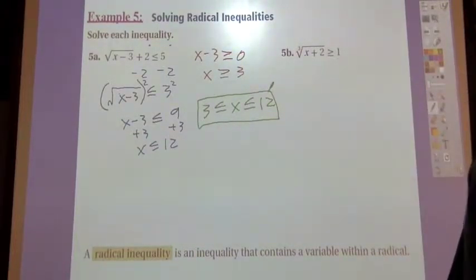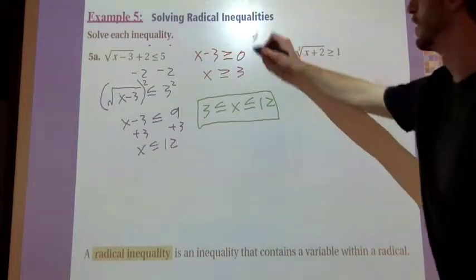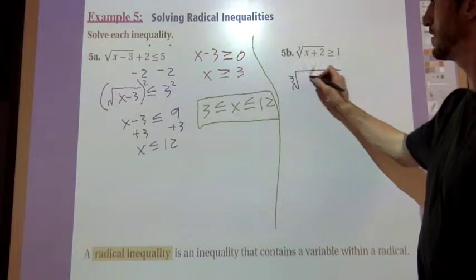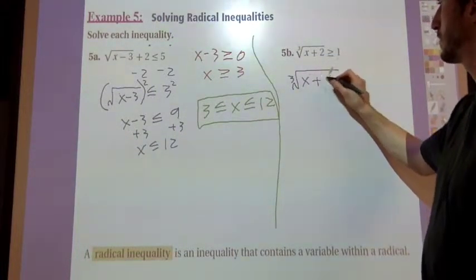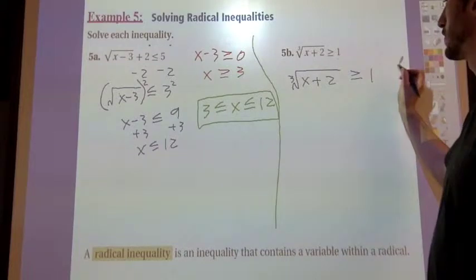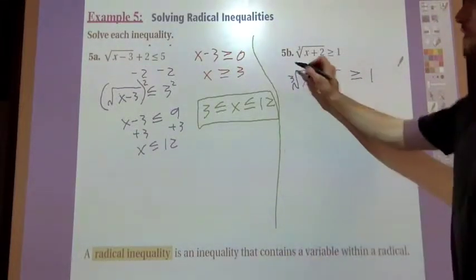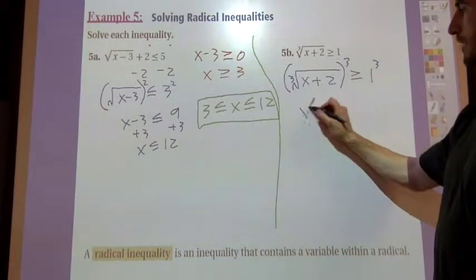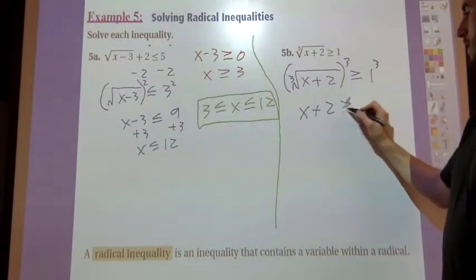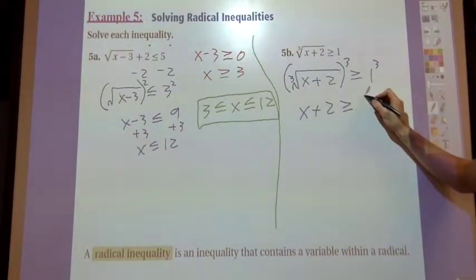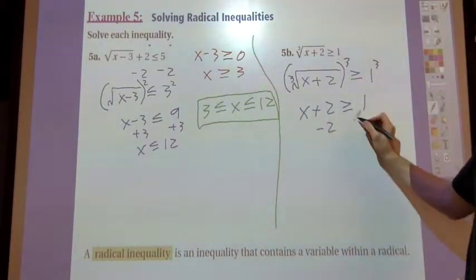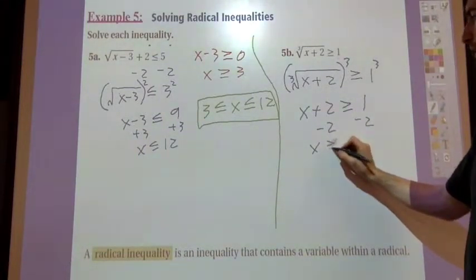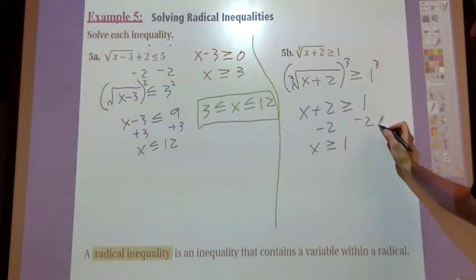Okay, and then the next one, we've got the cube root. Oh, this is different. We've got the cube root of x plus 2 is greater than or equal to 1. So to get rid of this cube root, I'm going to cube both sides. So that gets rid of that. We have x plus 2 is greater than or equal to 1 cubed, which is 1. Subtract 2 from both sides, and we get x is greater than or equal to negative 1.